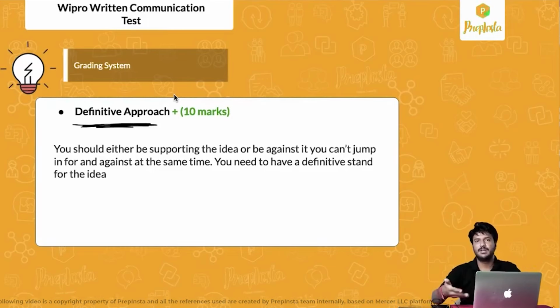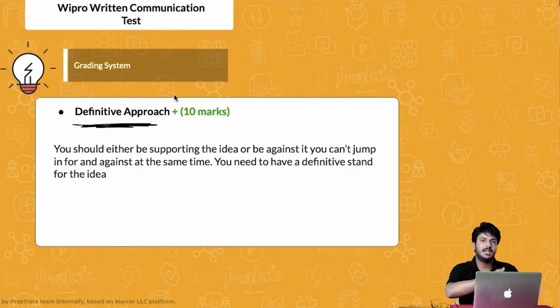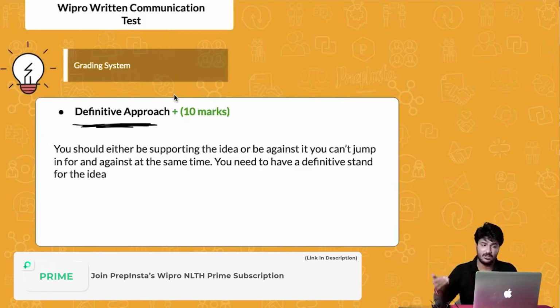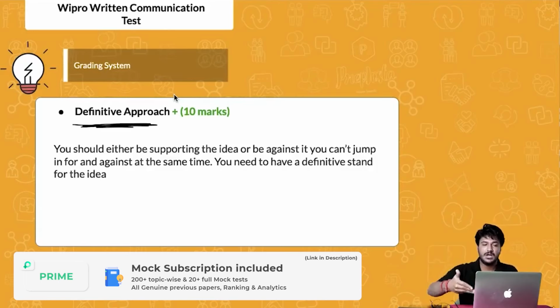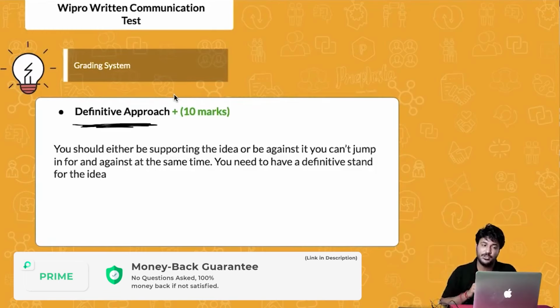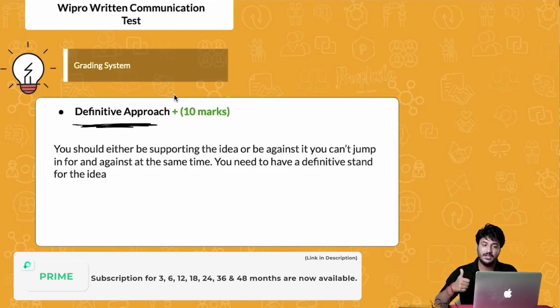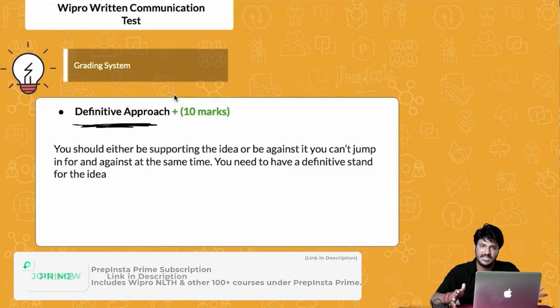For example, social media, is it good or bad, right? You cannot say, okay, social media is good because it connects people and all of that, but it is bad because people abuse and bully on social media. You cannot do that. Though if you speak to someone, yes, you can speak about pros and cons, but the grading system that is there gives you 10 marks if you're following the definitive approach. So you don't jump between being against the topic and being for the topic. You have to take a definitive stand. If you're talking about social media, yes, social media is good because it connects people.